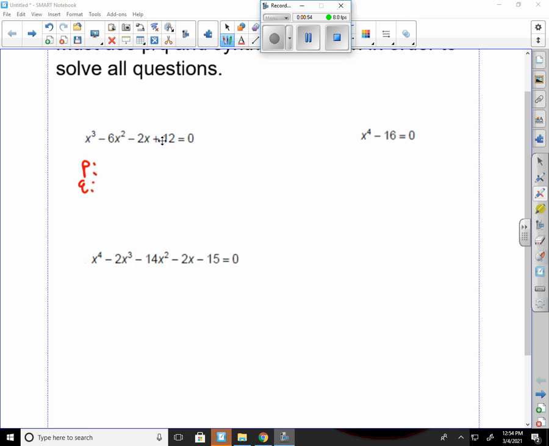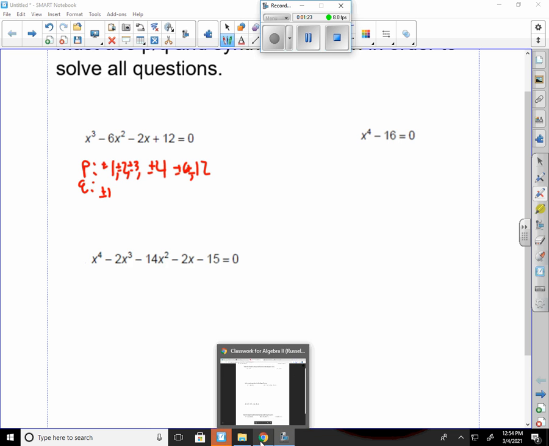So what multiplies to give us 12? That would be 1 and 12, 2 and 6, and 3 and 4. And those are all plus and minuses. And q is just plus and minus 1. So now we go ahead and plug in our first root from Desmos.